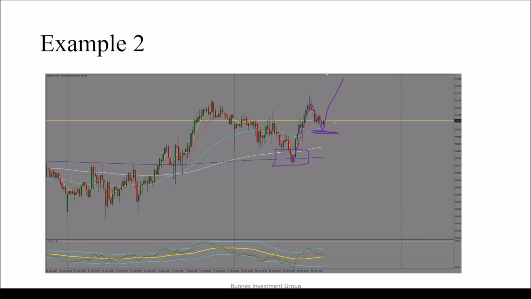Reset, shift, trap, and entry. Those are the steps that you must memorize and you'll be able to apply them on your charts.